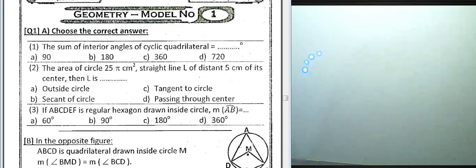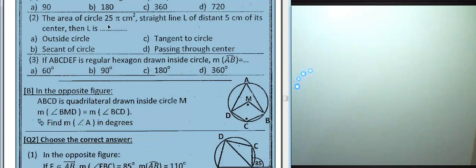Today we'll solve model number 1 of the geometry math questions bank, Dakahlia government. Look at question number 1. The sum of interior angles of a cyclic quadrilateral is 360 degrees. Number 2: the area of a circle is 25π square centimeters, and a straight line L is at a distance of 5 centimeters from its center. L is equal to, space: outside, secant, tangent, or passing through the center.